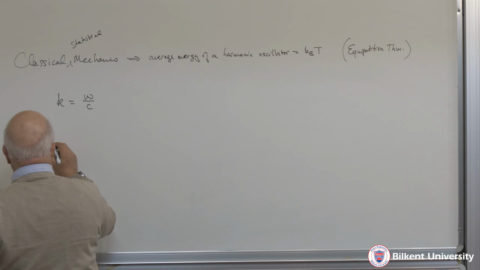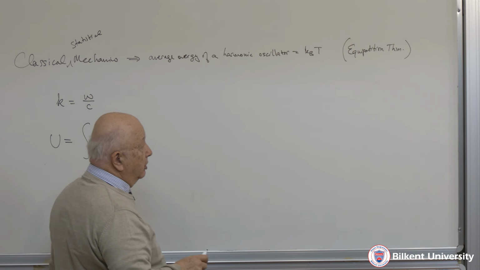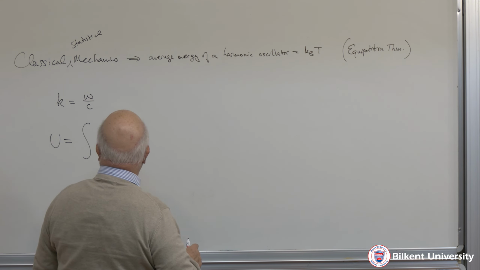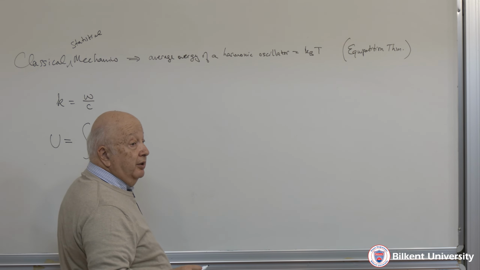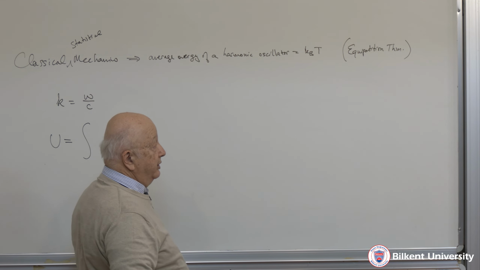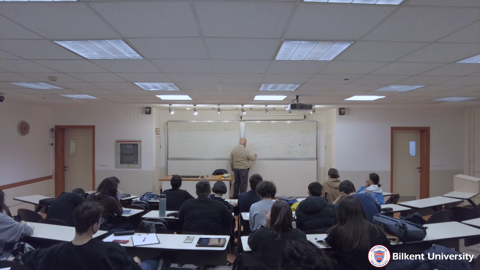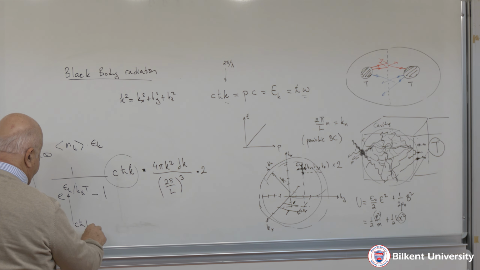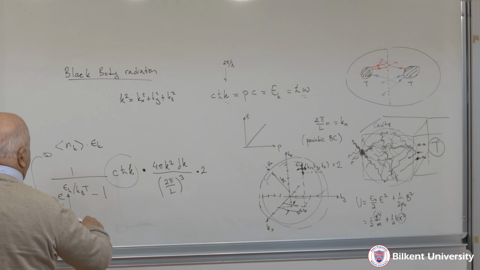So I can write this. Let me just write the integral again. What I'm going to do is make a transformation from k to omega, so that wherever I see a k, I am going to put in an omega over c. The E_k over here is equal to c times h bar k. So let's just do that.